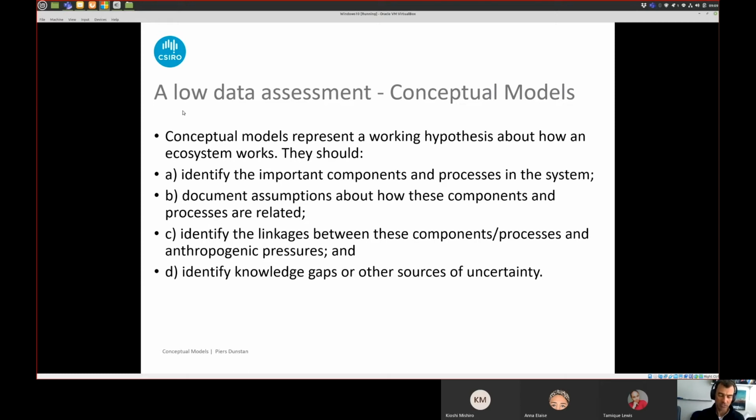They identify all the things that we've talked about. They identify the important components of the ecosystem and the processes in the system. They document the assumptions and evidence of how the components and processes are linked. They identify the linkages between the processes and anthropogenic sources and they also identify the knowledge gaps.